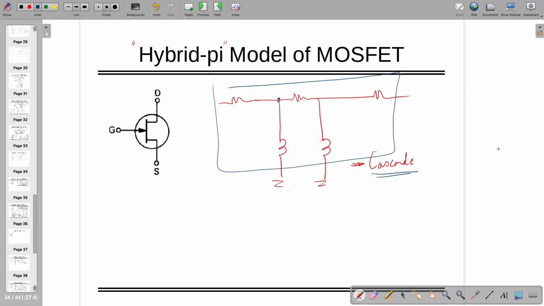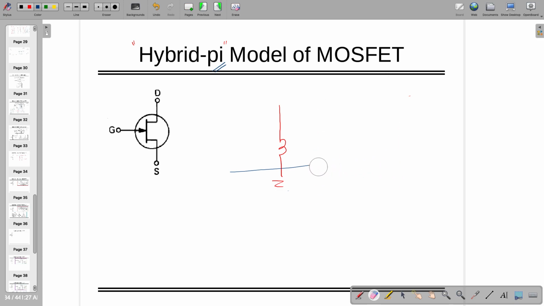Such kind of models are known as hybrid pi model. Actually, let's call it pi model. Have you seen delta star connection? Those are not pi, right? There are many ways to design a circuit, or you can realize them. This is star, there is some delta. The one which we have drawn just now, that was the pi model.